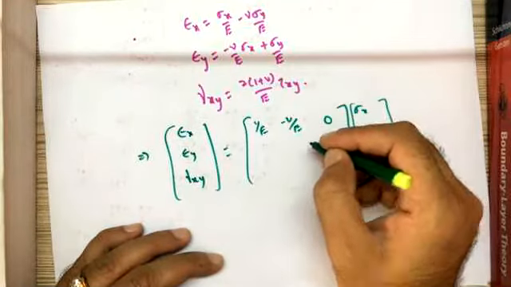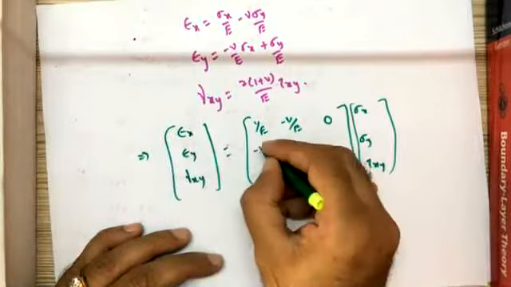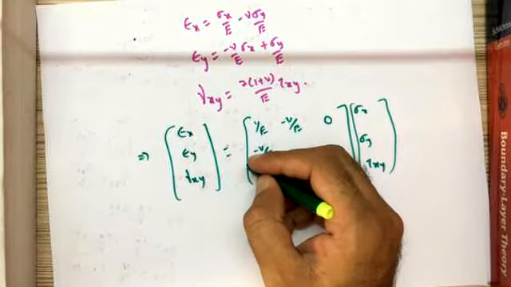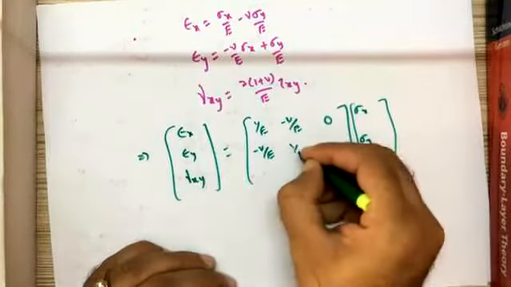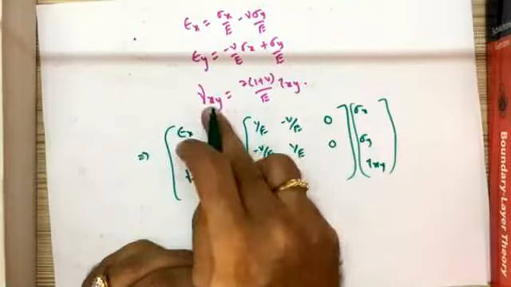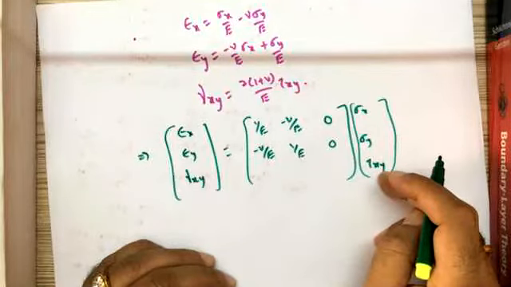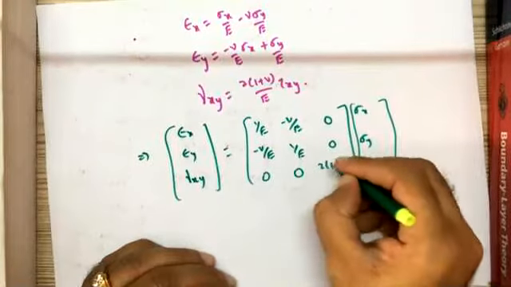Right? Similarly, the coefficient of sigma x in epsilon y is minus nu by E. The coefficient of sigma y in epsilon y is 1 by E. There is no tau xy term in epsilon y, so 0. In gamma xy, there is no sigma x and sigma y term, so there is only the tau xy term. So 0, 0. The coefficient of tau xy in gamma xy is 2 into 1 plus nu by E.